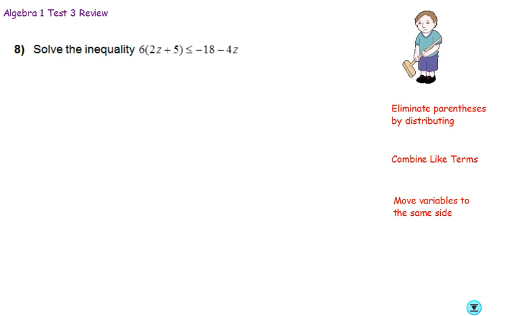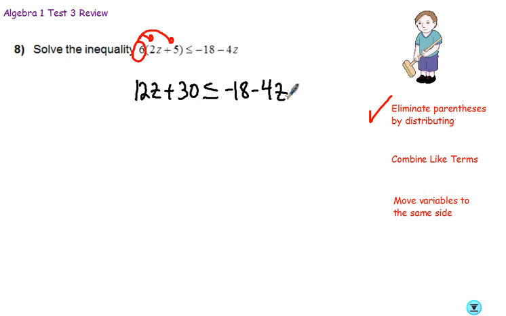And so when we do clean stuff up, the first thing we want to do is take care of those parentheses. So let's distribute the 6. We're going to eliminate parentheses by distributing. And so we end up with 12z plus 30 is less than or equal to negative 18 minus 4z.